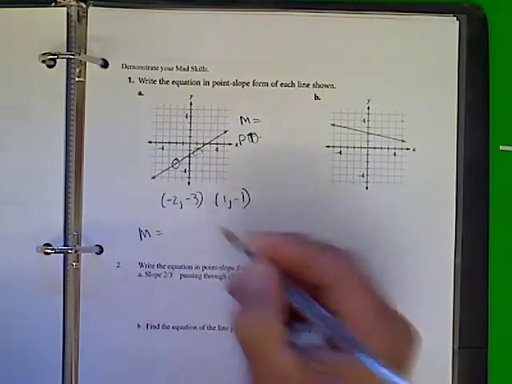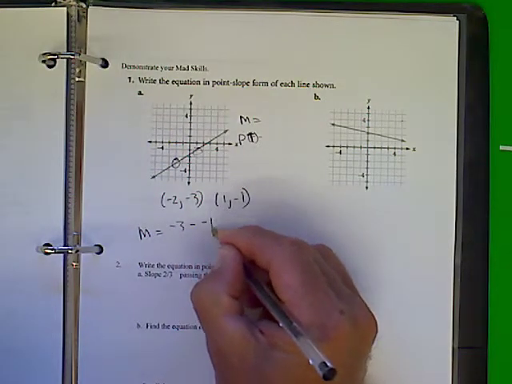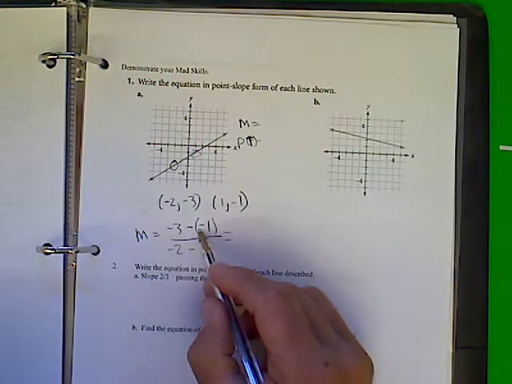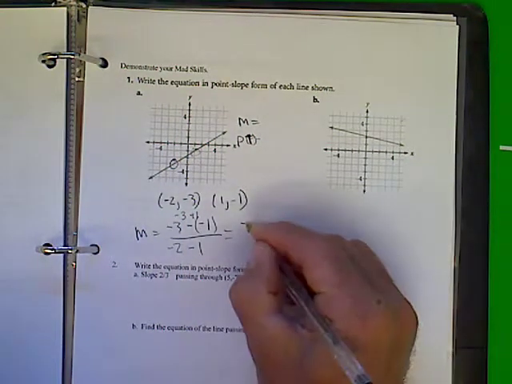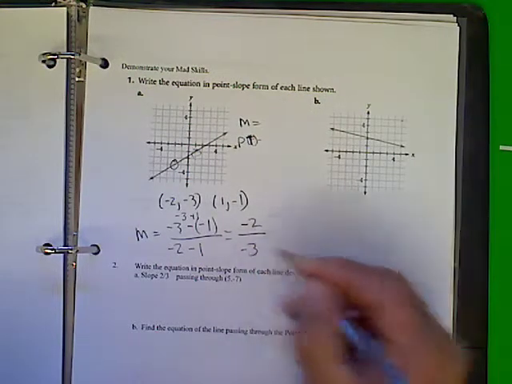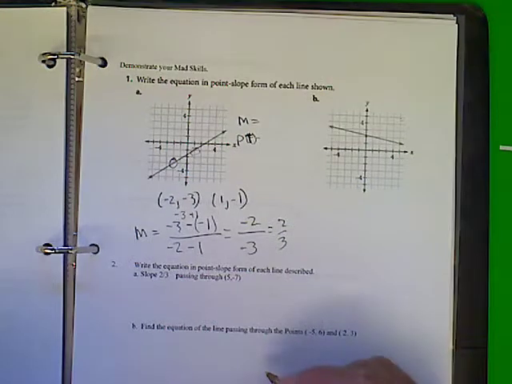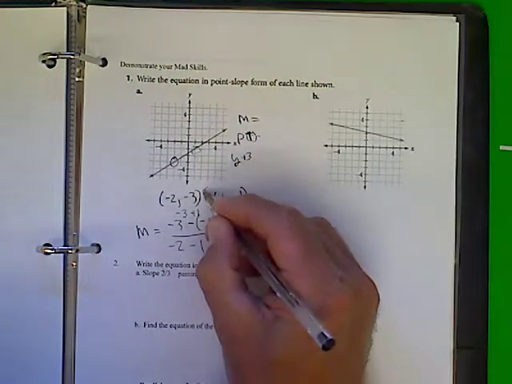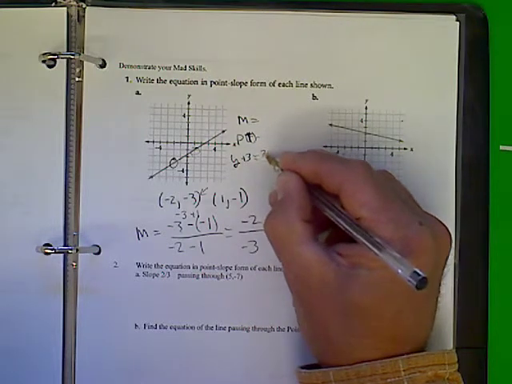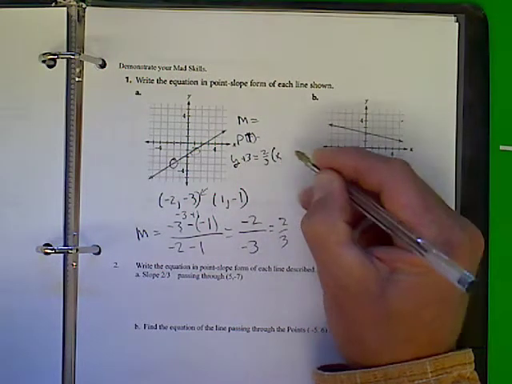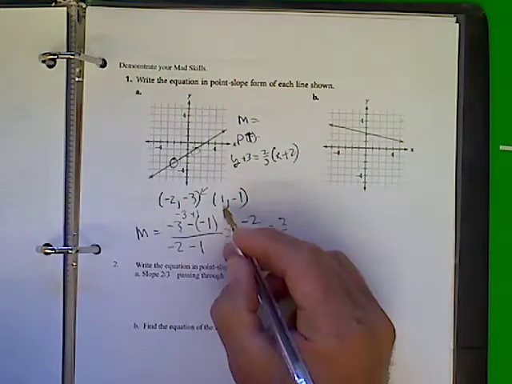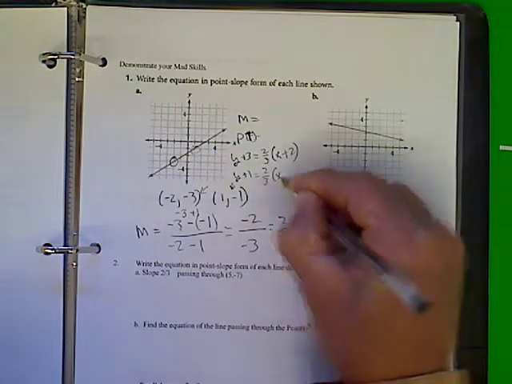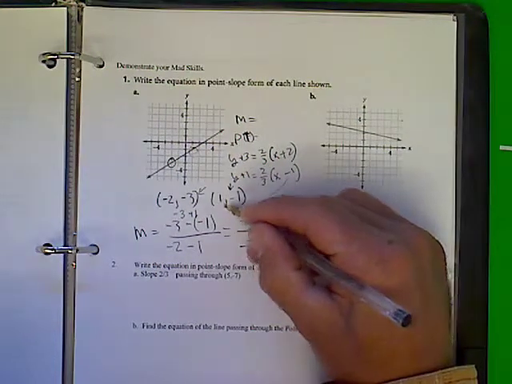Let's find my slope. m equals -3 minus -1 all over -2 minus 1. So -3 becomes -3 plus 1, that's -2 over -3, which is 2/3. Now I can use either of these points. One answer to this question would be y plus 3 equals 2/3 times x plus 2, using this point. Another answer would be y plus 1 equals 2/3 times x minus 1, using this point right here. Once again, it always looks the opposite of what you think it should.